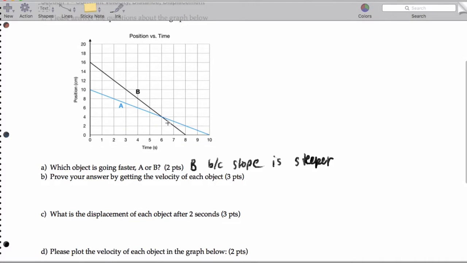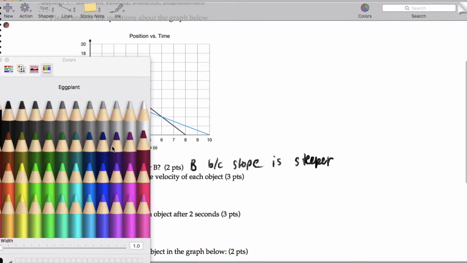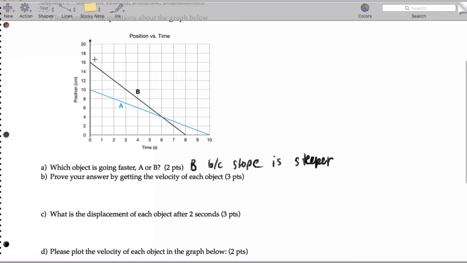Okay, the next question. We want to prove our answer by getting the velocity of each object. Now, I'm going to be a little more careful here than I see some of you being. So I'm going to actually go ahead and label the points and use the slope calculation. I see a lot of you counting squares. That's fine, but square counting is not always as accurate as using the formula.